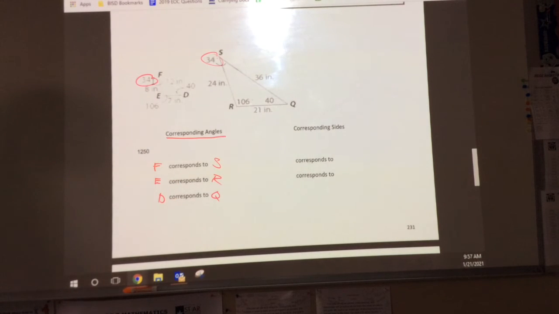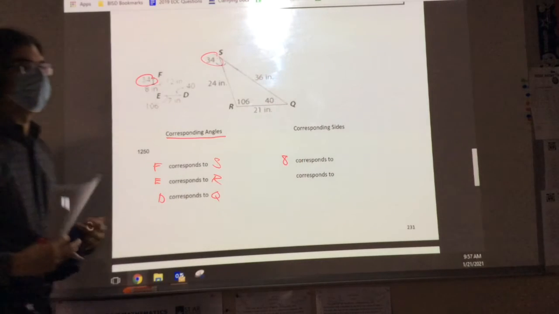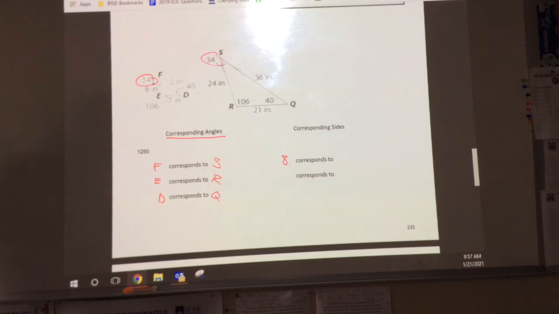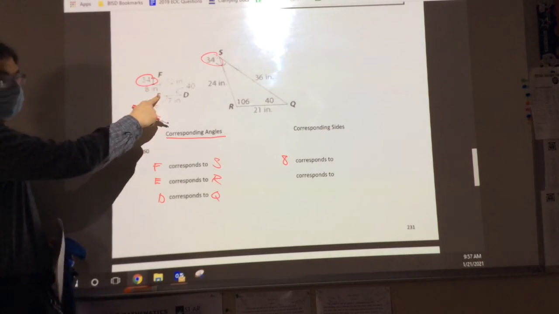Let's go to our sides. I'm going to look at this from a side length now. If I give you side length 8, the measurement of 8, what side or what number is that 8 corresponding to? Samuel? EF. Yeah, 8 is EF. Do we agree with that?